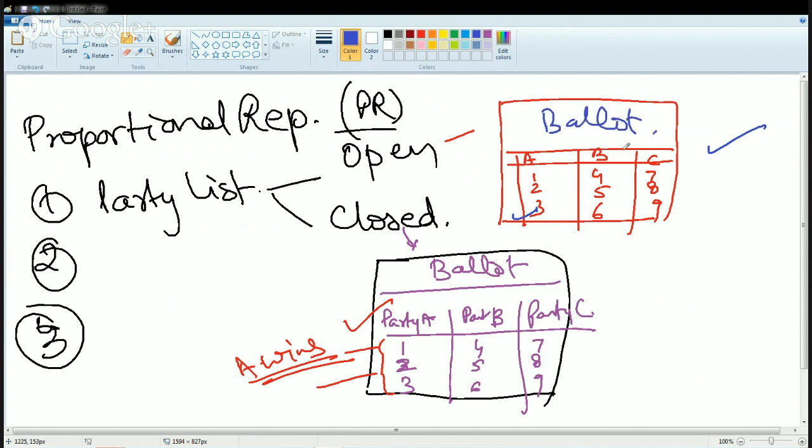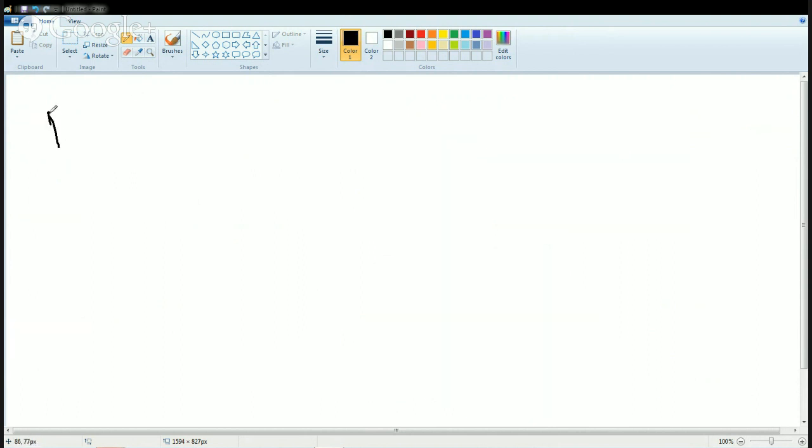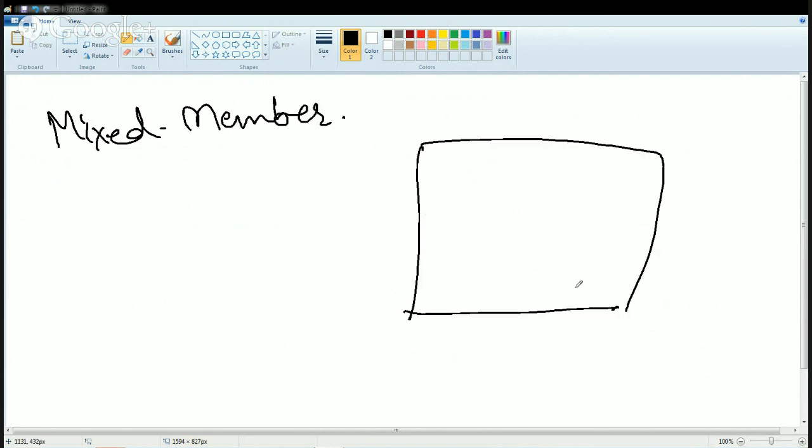Now let's understand the 2 other concepts. The 2 other concepts in proportional representation are mixed member. So in mixed member, you have to cast 2 votes.